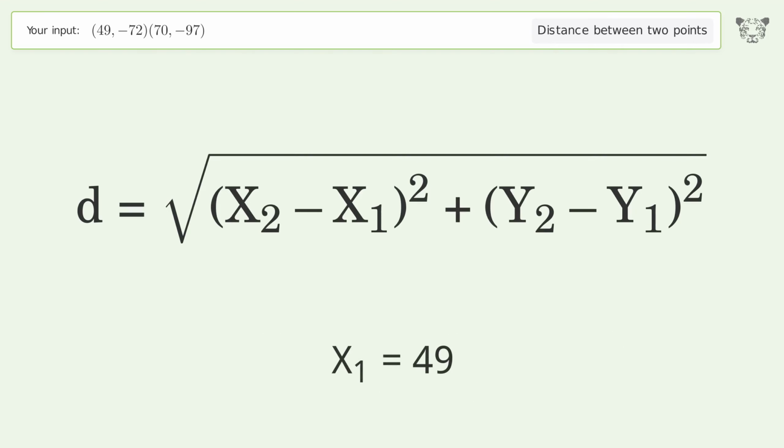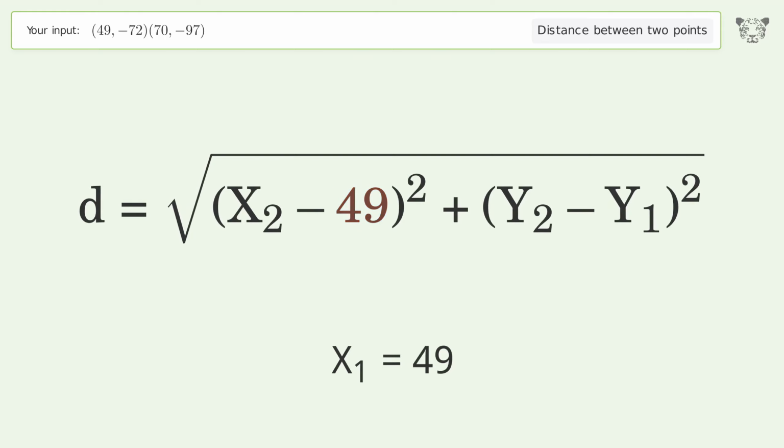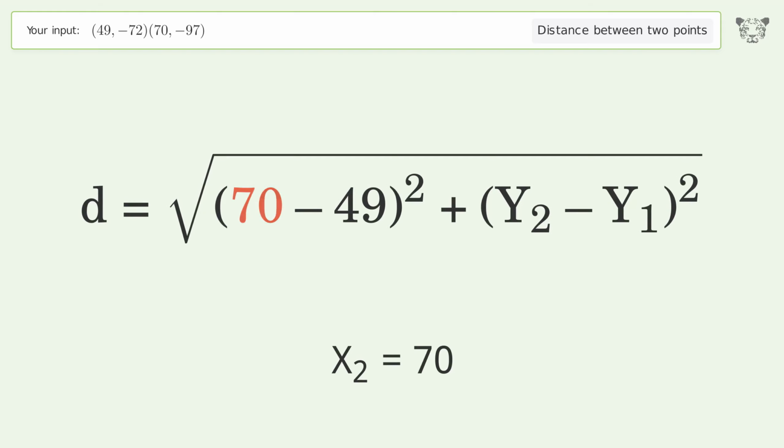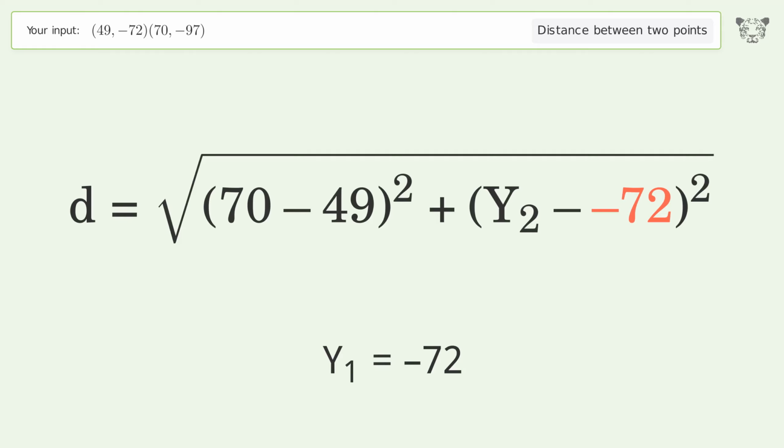x1 equals 49. x2 equals 70. y1 equals negative 72. y2 equals negative 97.